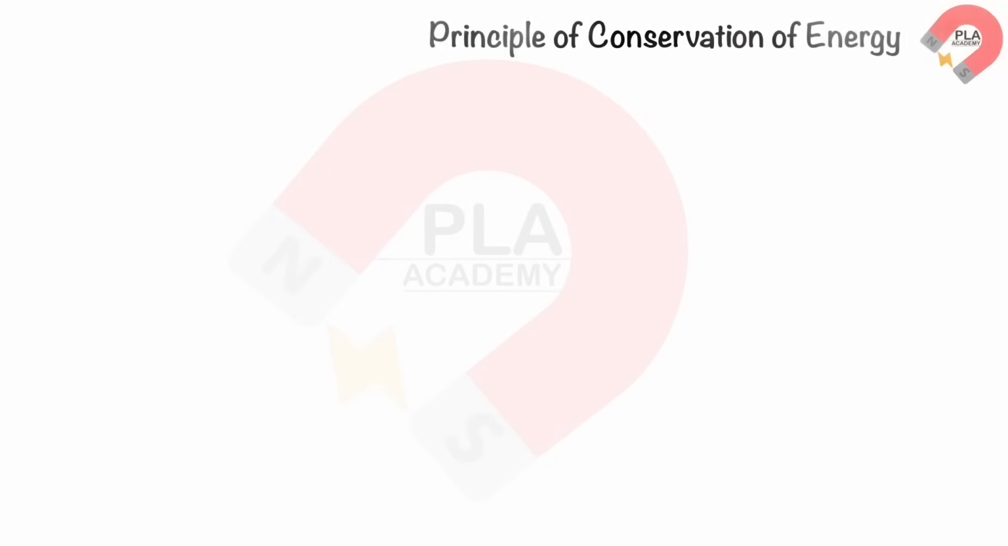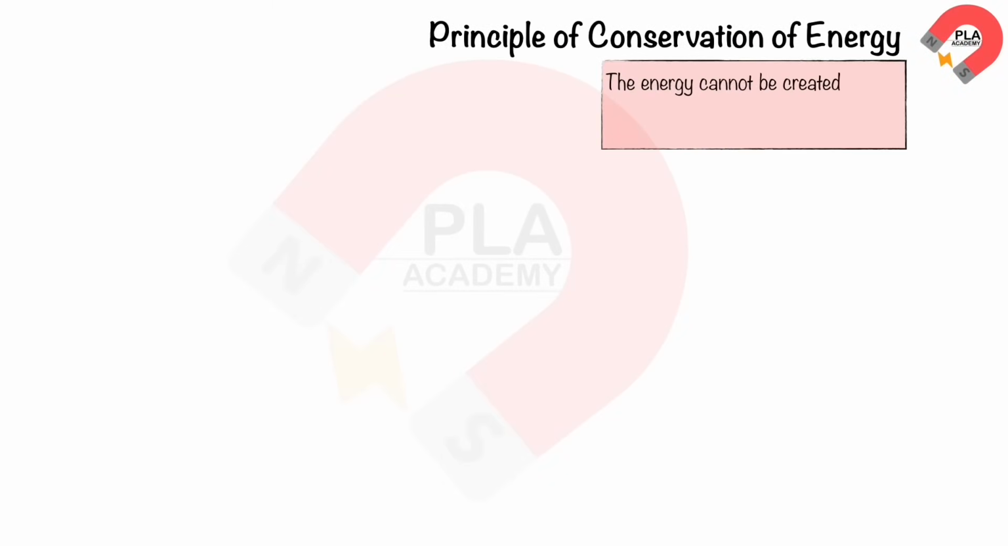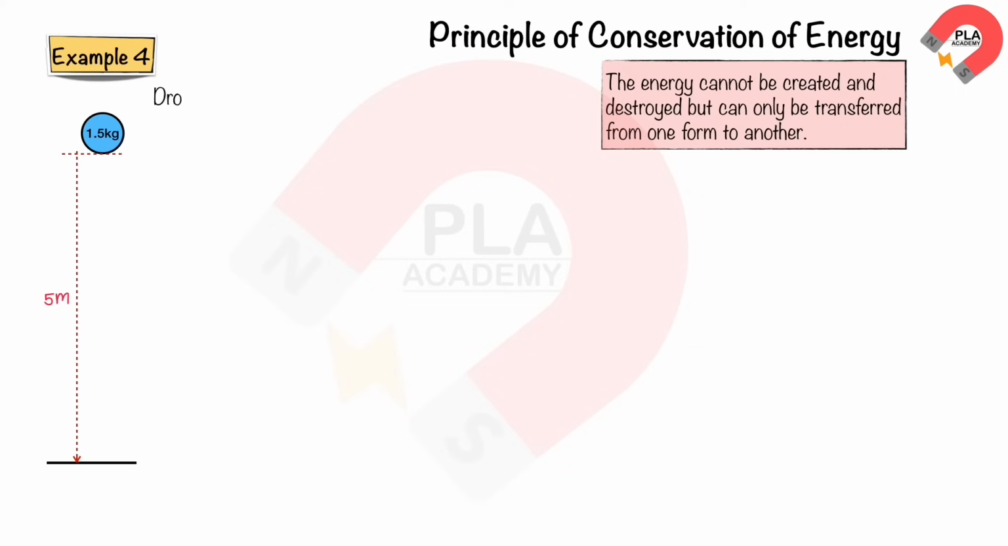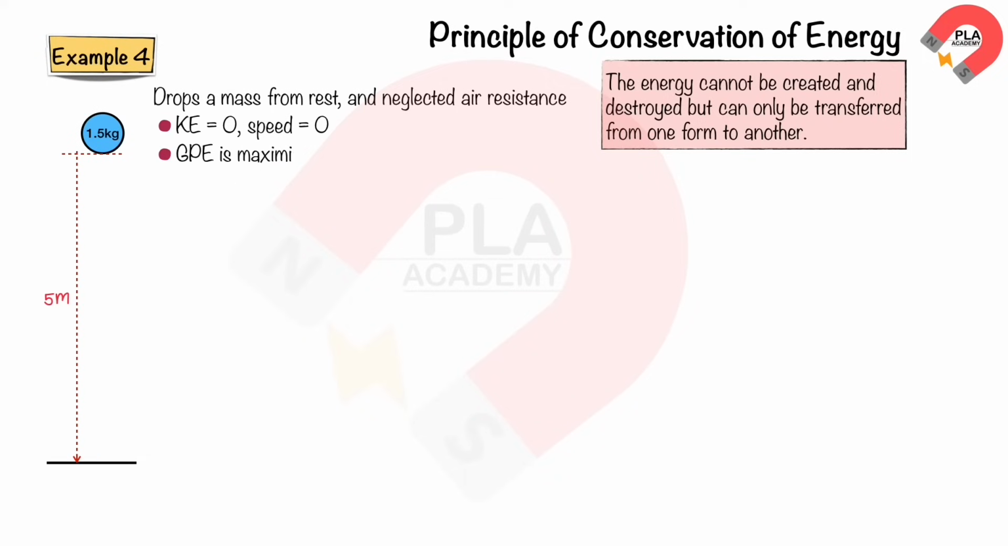The principle of the conservation of energy states that energy cannot be created or destroyed, but can only be transferred from one form to another. For example, let's consider a mass of 1.5 kilograms that is dropped from rest to the ground from a height of 5 meters, neglecting air resistance. At the initial position, the mass has zero kinetic energy due to its zero speed, while gravitational potential energy is maximized at the greatest height.